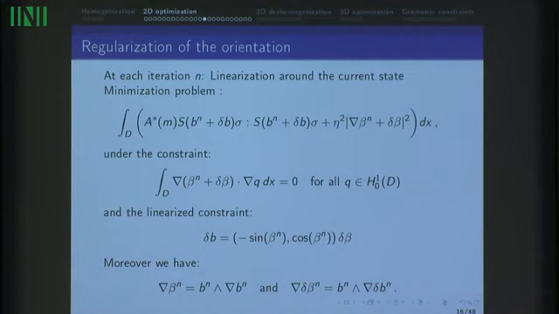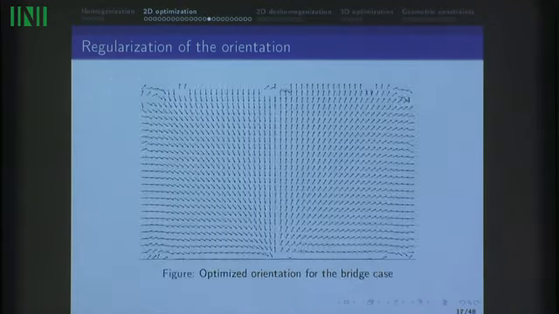And we have some other equation to express the gradient of beta according to the vector field B. So now I can inject this in my equation here, and my minimization problem is only on the vector field B, and the same for the constraint. So I can solve it at each iteration and regularize my orientation with this.